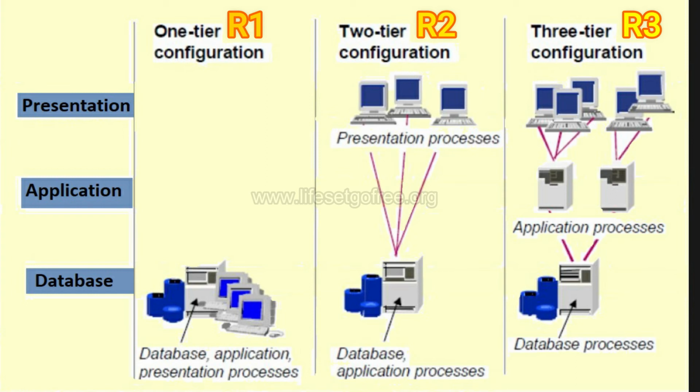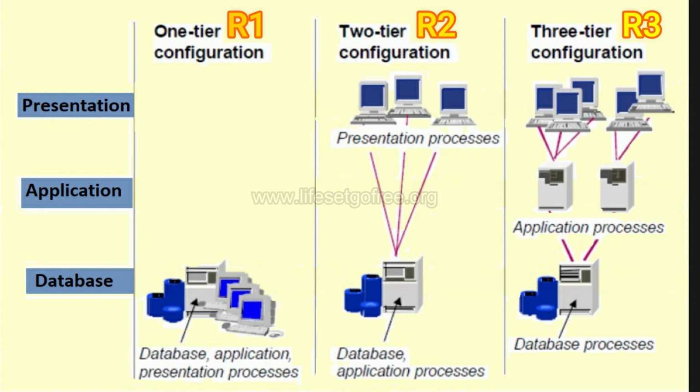What is two-tier architecture? Now most of you might have already guessed it, right? If you guessed it correctly, please comment it and then come back and check. That means it is divided into two parts. Presentation will be on one server, application plus database will be on the other server. That means it is divided into two parts. Then it is known as SAP R2 architecture.